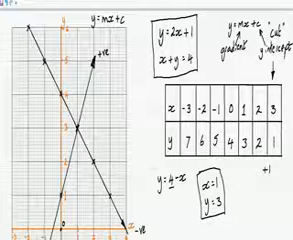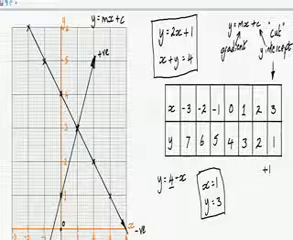So you can solve simultaneous equations graphically like this, or you can solve them algebraically. Sometimes in the exam they might just get you to draw the line. It could be as simple as that. So this is part 1 of graphing straight lines, and then what we'll do is we'll do a part 2.